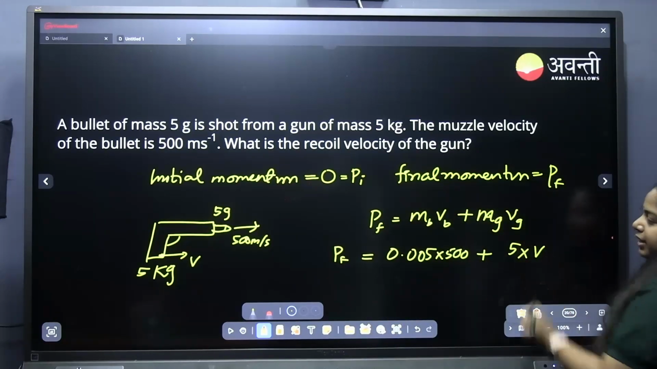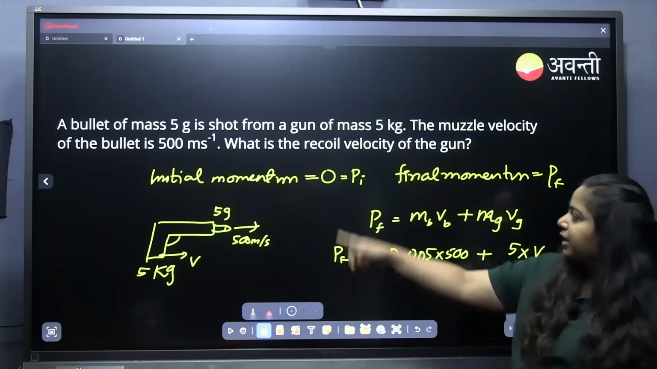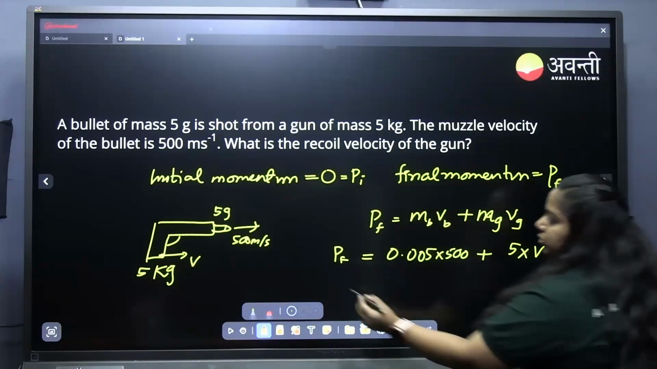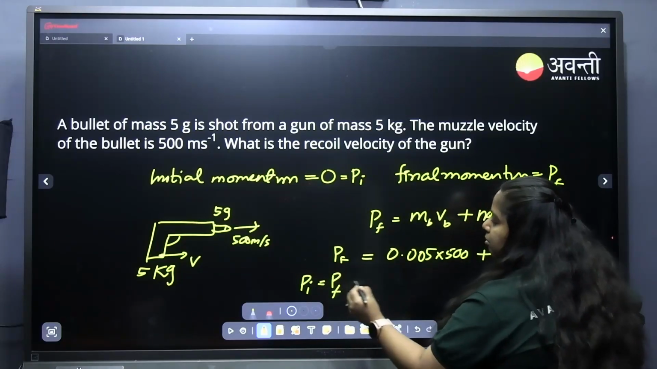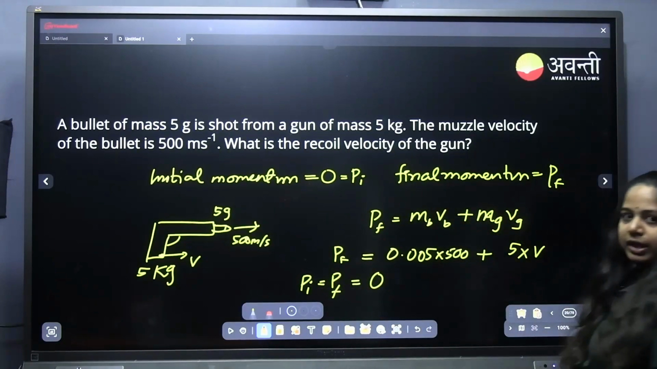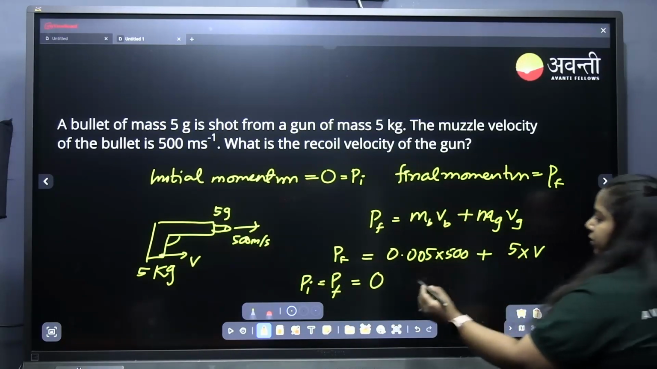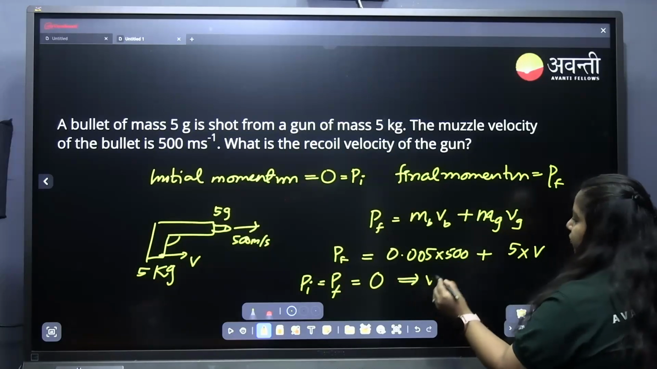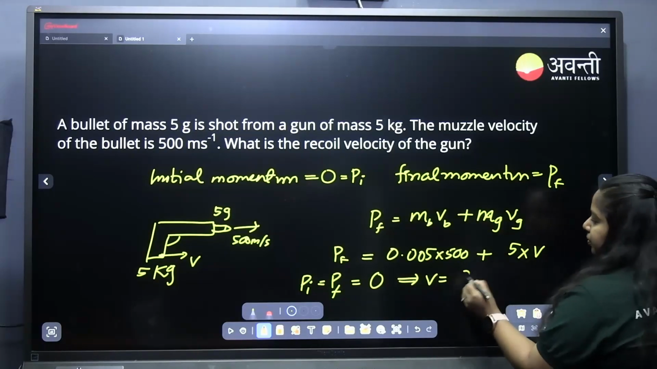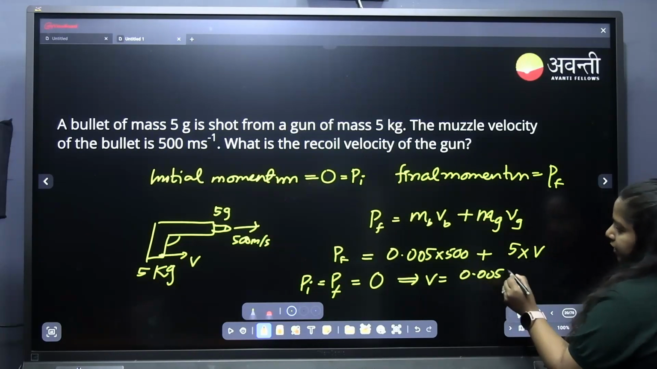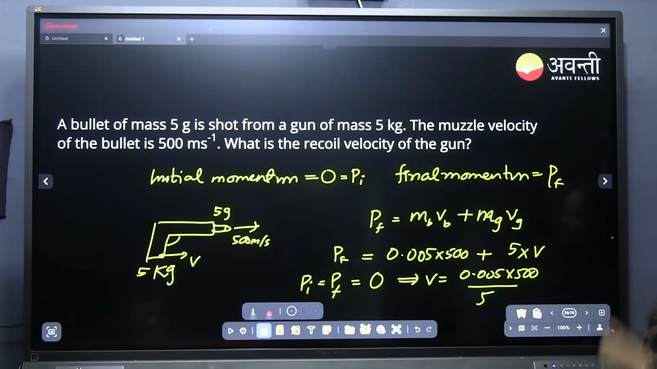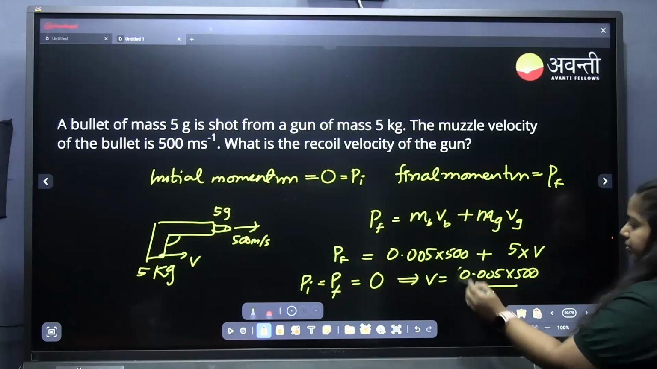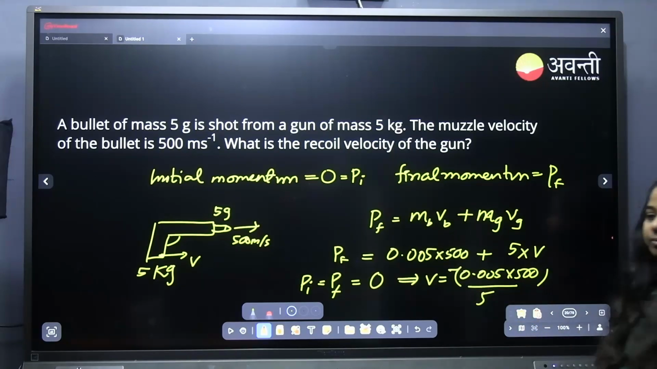We have to find v. How to find? We equate PF equal to PI. So initial momentum equal to final momentum, which is equal to 0. If it is equal to 0, can I say that v is equal to minus 0.005 into 500 divided by 5? Okay, can I say this?